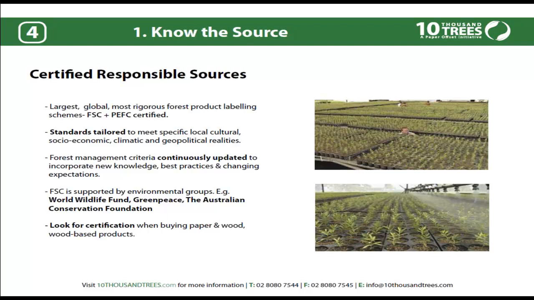Basically, organizations like the WWF, Greenpeace, the Australian Conservation Foundation, Planet Ark, and the Wilderness Society support FSC a bit more. So do look at your certification when you buy paper and even wood products. Even if you're thinking about building a house or construction, do look at where the wood is coming from. Wooden furniture is another example where you can look at your certification and where your wood sources are coming from.